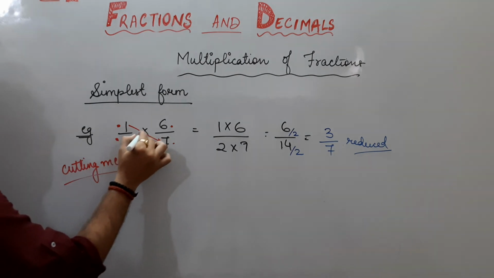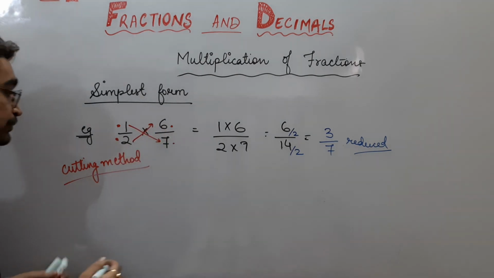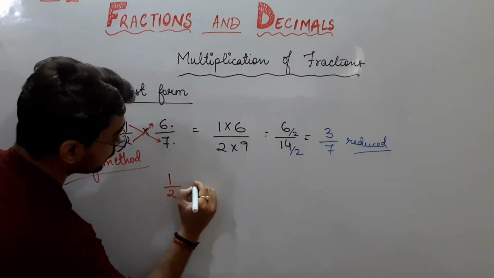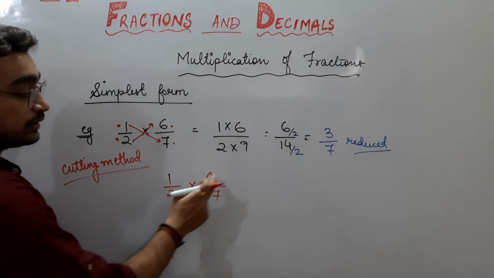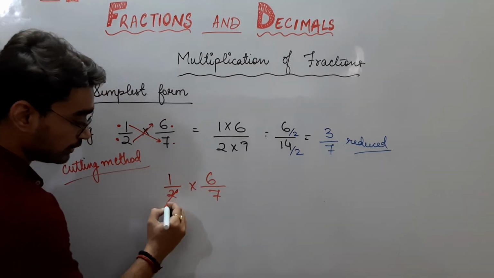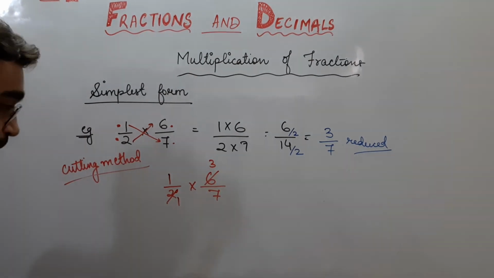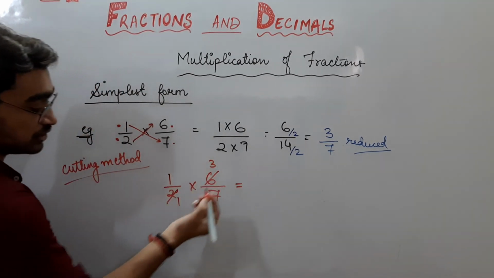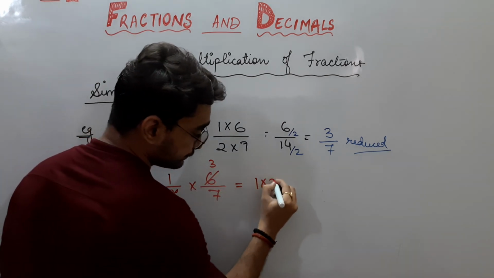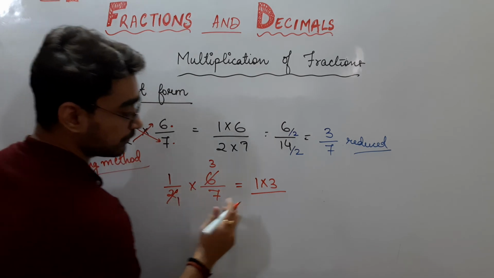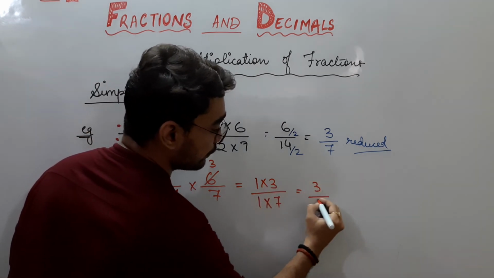But what about 2 and 6? Is it possible for me to cut it? Yes. So in 1 by 2 into 6 by 7, I can see that 2 and 6 can be cut. 2 1s are 2 and 2 3s are 6. Everyone knows how to reduce that. Now what is the remaining portion here? 1 into 3 divided by 1 into 7. So 3 1s are 3 and 7 1s are 7.